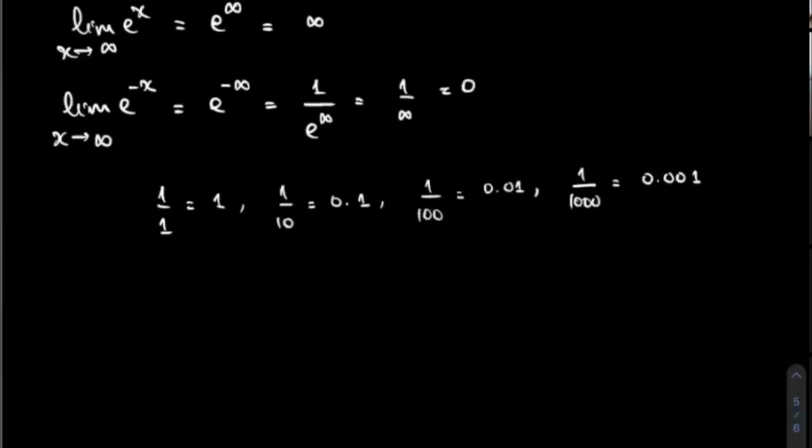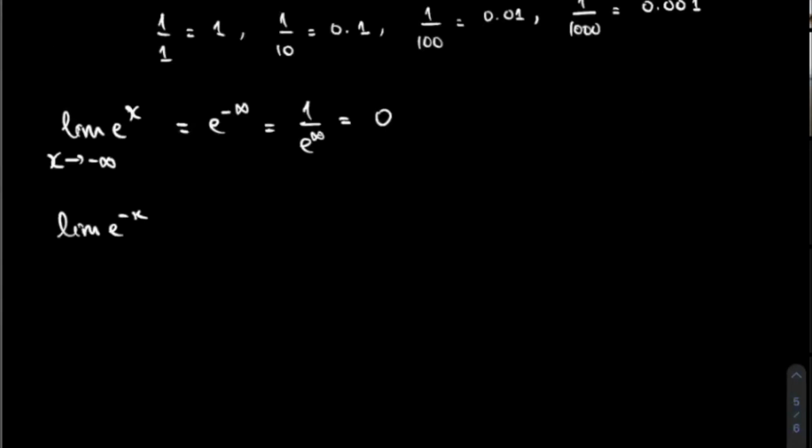Okay. So next, the limit of e to the x as x approaches negative infinity. So this gives me e to the negative infinity. So e to the negative infinity is 1 over e to the infinity. And what is that equal to? 0. The limit of e to the negative x as x approaches negative infinity gives e to the negative negative infinity. This should give me e to the positive infinity, or infinity, for the answer.